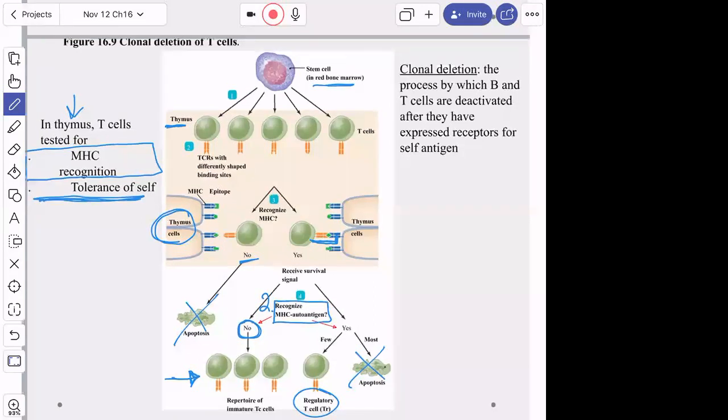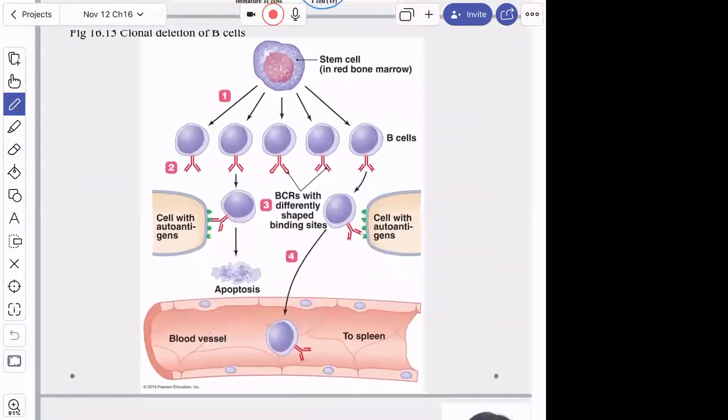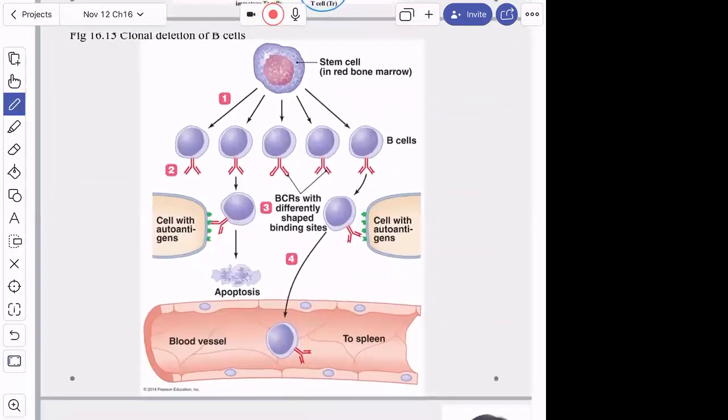All right, a similar thing takes place for B cells. It's a little bit less complicated because they don't need to be presented antigen with MHC class 1 or 2. The stem cells in the red bone marrow undergo the maturation process and it stays in the red bone marrow.